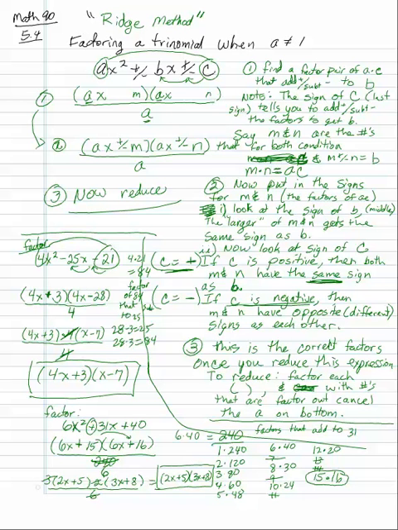Alright, so let's try a couple more just to make sure you got this from the exercise set. So go to the next page. Okay, so if we look at 56, you got 8x squared minus 16 minus 28x. Okay, we want to put it in descending order.